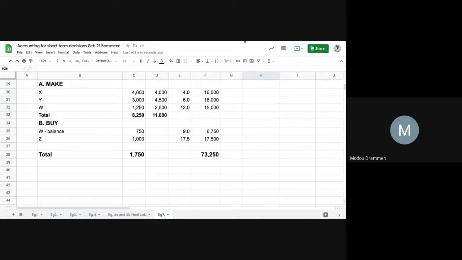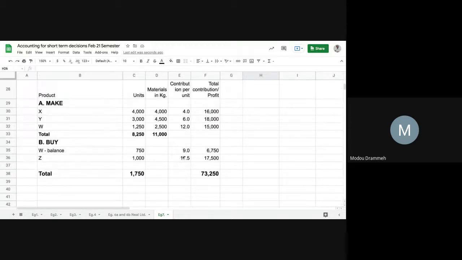My question is, in the make decision, why do you take the whole contribution for W as 12, and later then in the buy decision you also brought 9 there?